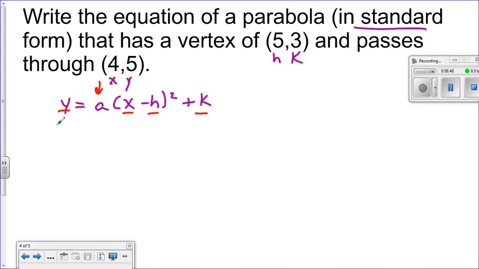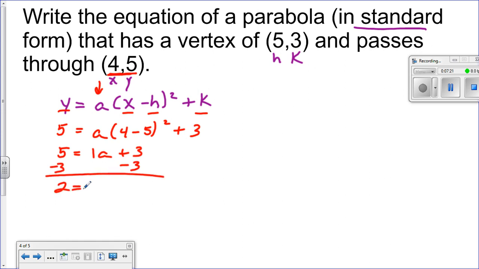Okay, so my y value is 5, and I got that right from here, is equal to a times, now my x value is 4, minus h, which is 5, whole thing squared, plus 3. Okay, and let's just solve for a. So 5 is equal to, now let's see, 4 minus 5 is negative 1. Negative 1 squared is 1. So this is just 1a plus 3. So now I'm going to subtract 3 from both sides, and I get 2 is equal to a. Great.